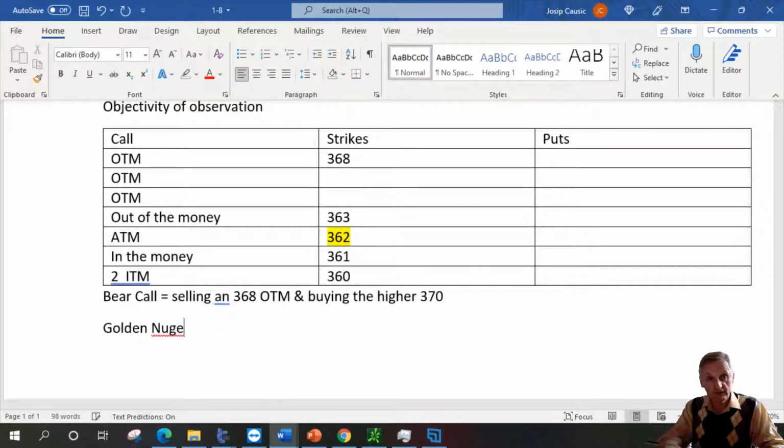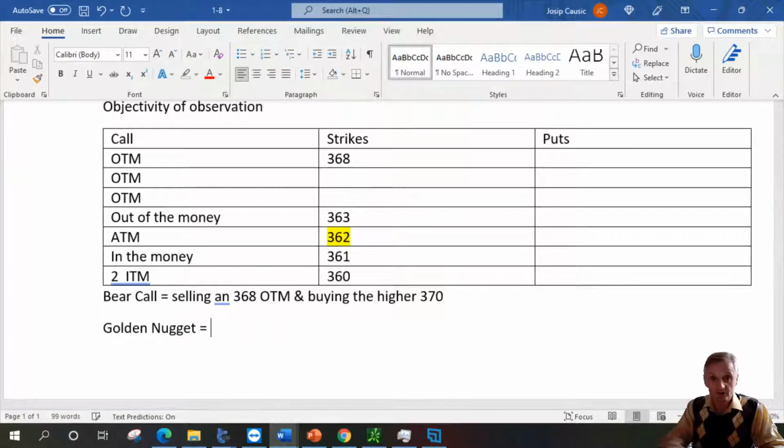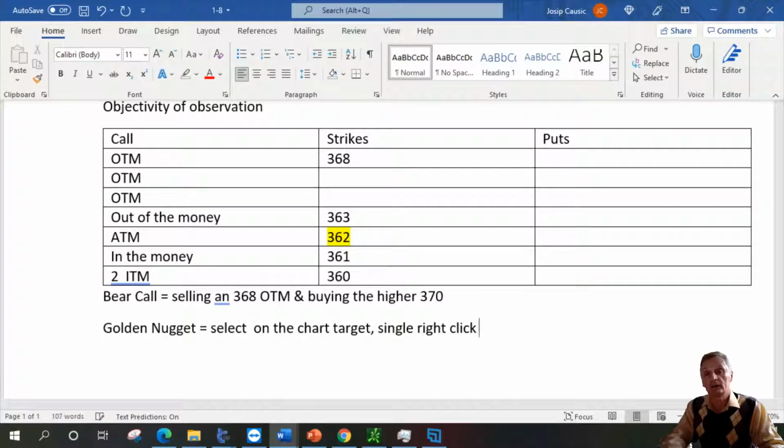This golden nugget is very, very simple. The golden nugget means you select the target on the chart, and then you single right click, go to Send To, select the lowest possible choice, and it goes into the strategy builder.